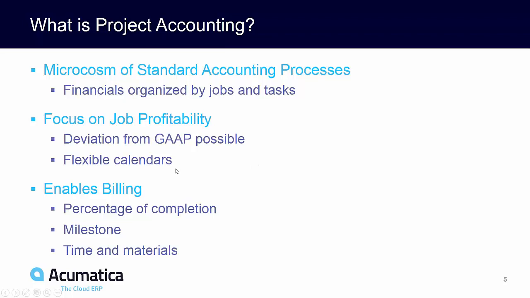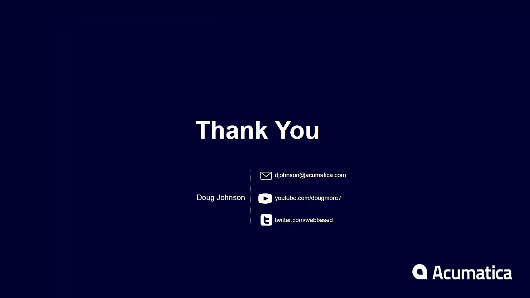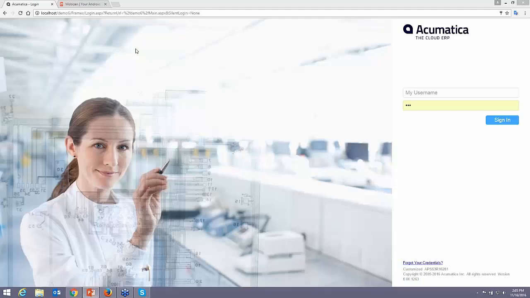One of the other things that's nice about project accounting is you have flexible calendars. So if your regular financials are organized in financial periods, that doesn't mean your projects have to be organized that way. And that will cover projects that span years, that span financial periods as well. The last nice piece of things about project accounting is it enables several different types of advanced billing, completion of percentage of completion, milestone, and time and materials. So that's all I'm going to talk about from a chalk talk perspective. Now let's get into the software itself.